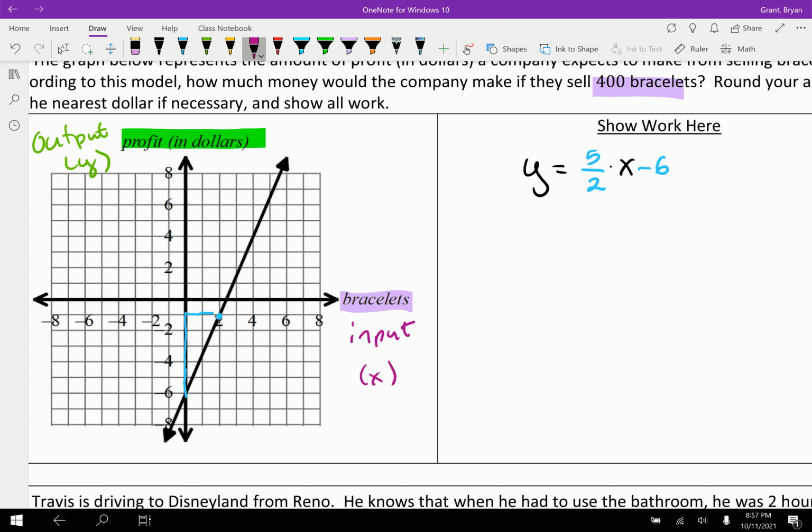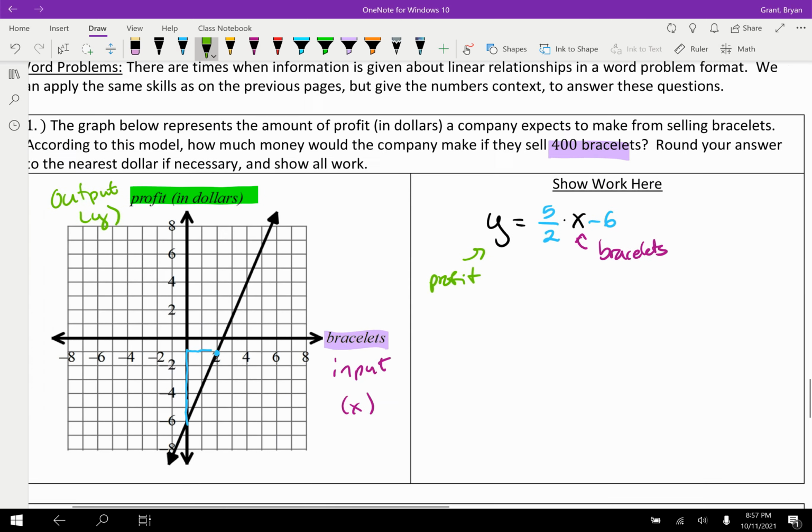But in our problem, the input is the number of bracelets sold and the output is your profit. So let's go back to the question and see what we're trying to find. We want to know how much money will the company make, that's profit, if they sell 400 bracelets. So we may not know the profit currently, but we do know the number of bracelets we're trying to sell, and that will tell us the profit. We're trying to sell 400 bracelets.